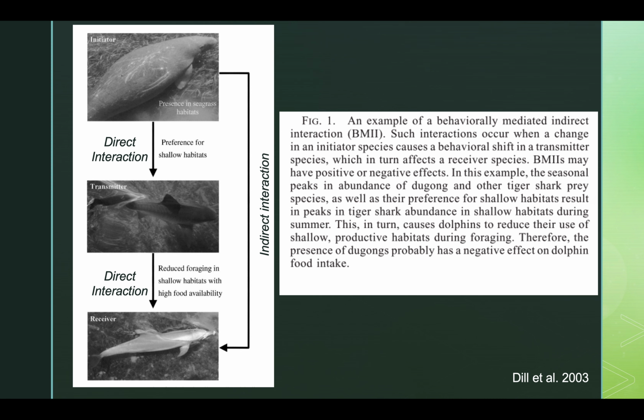Seasonal peaks in abundance of the dugongs and other tiger shark prey species like the dolphins will actually change where they forage. So when the tiger sharks are around, even though the dugongs and the dolphins like the shallow water habitats, they will actually move to reduce their use of those habitats because of the threat of predation, even though it means that they're not getting as good of food.